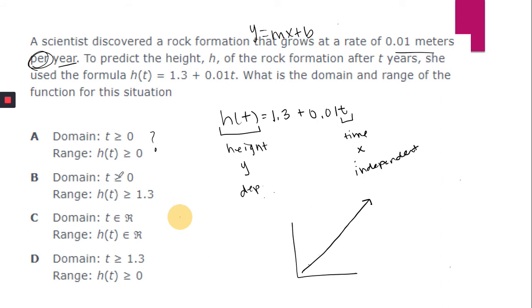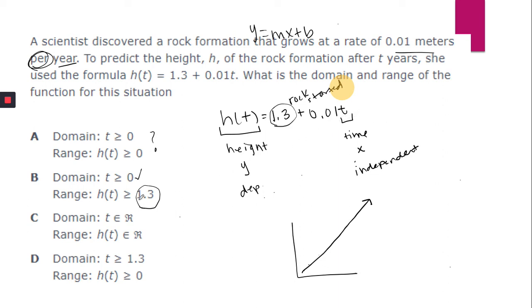Domain is T is greater than or equal to 0. We already said that. And H of T is everything greater than 1.3. What does this 1.3 mean in this equation? This means the rock formation started at a height of 1.3 meters. It didn't just pop out of thin air. It wasn't 0 and all of a sudden, oh, here's a rock. No, the rock started at 1.3 meters and grew continuously at a rate of 0.01 meters per year.